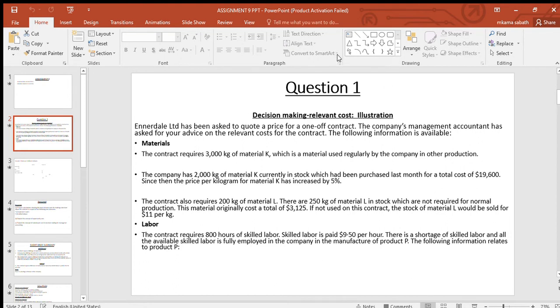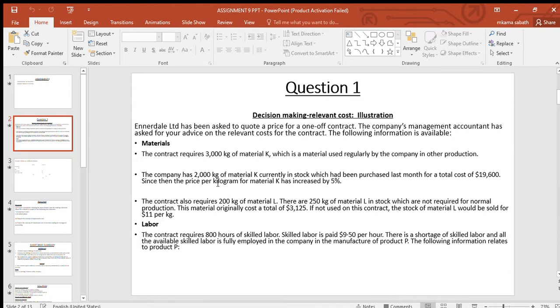As you can see there, the question asks about decision making, relevant cost illustration, whereby Anadel Limited has been asked to quote a price for one contract. The management accountant has asked for your advice on the relevant costs for the contract. The following information is available. Materials required: 3,000 kg of material K, which is used regularly by the company in other production. Also, the company has 2,000 kg of material K currently in stock, which had been purchased last month for a total cost of 19,600.